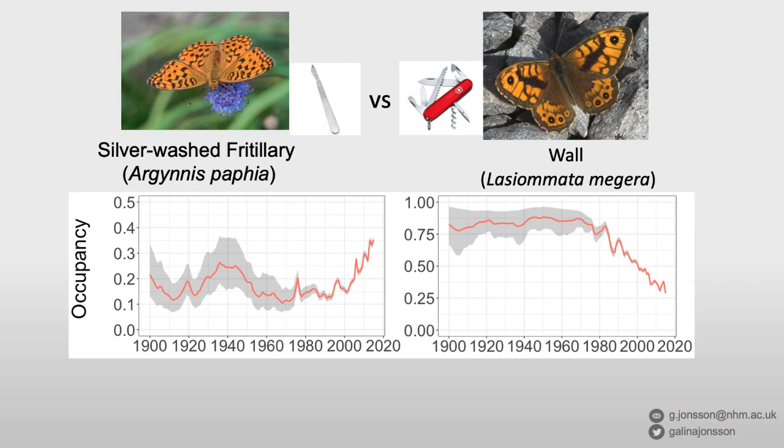So the silver-washed fritillary on the left is a habitat specialist that has increased in recent decades, whilst the wall on the right, a habitat generalist, has shown quite worrying declines, which have been suggested to be due to climate change. And my results here also support that, because the start of its decline coincides with that of directional warming.